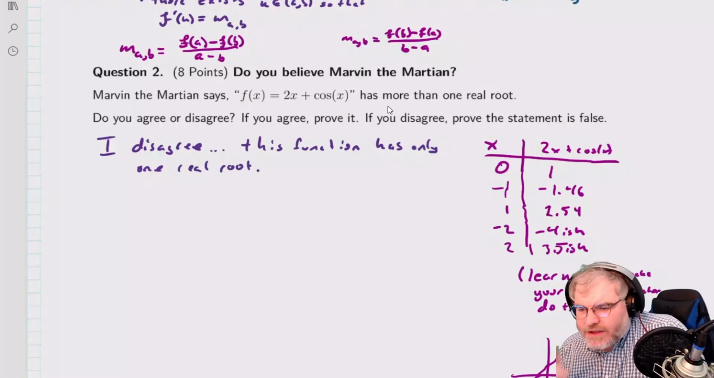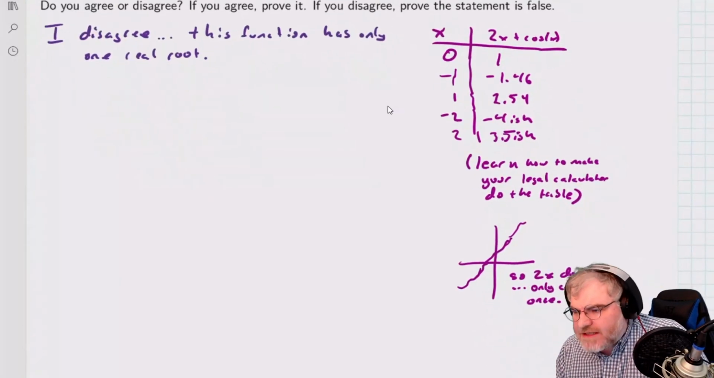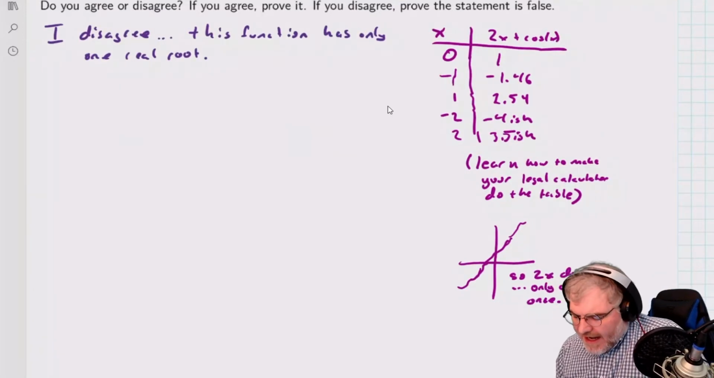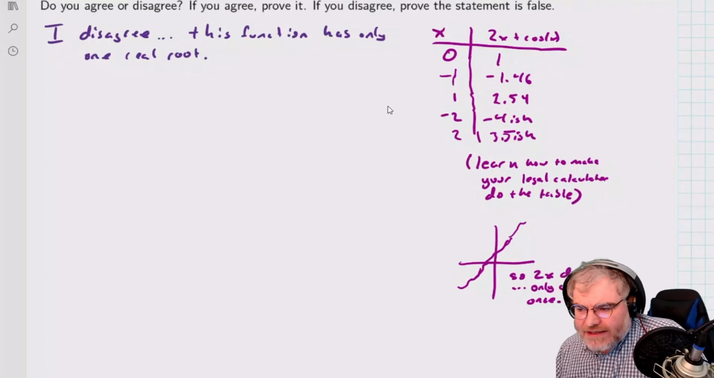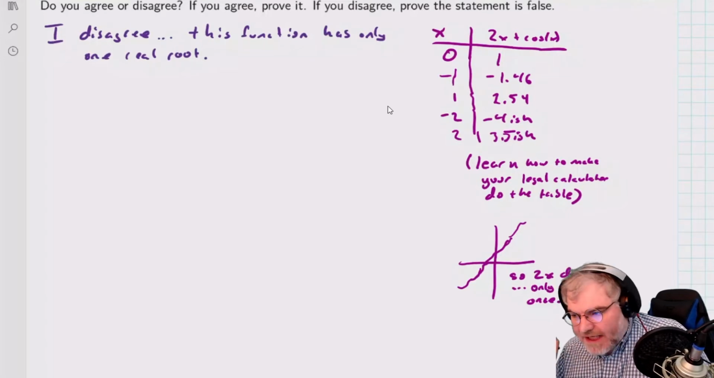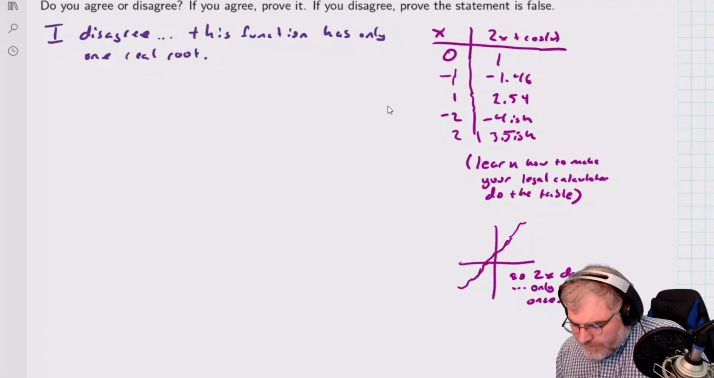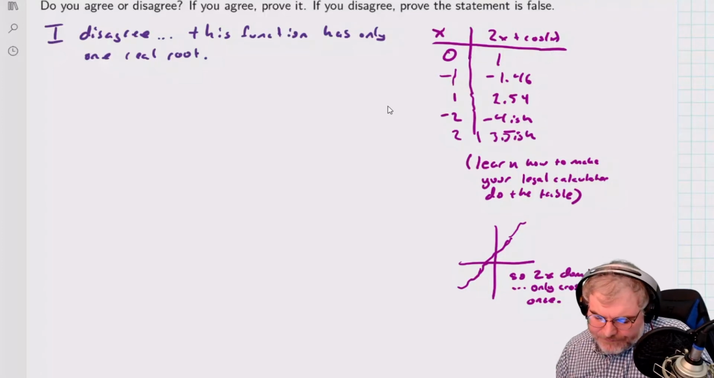And it's important to note that this is not a proof, right? But this will give me some points. I said I disagree, and I have kind of a sketch, right? So it's not a proof, but if I was running out of time or something like that, or I didn't know how to do it, you know, I have a sketch.